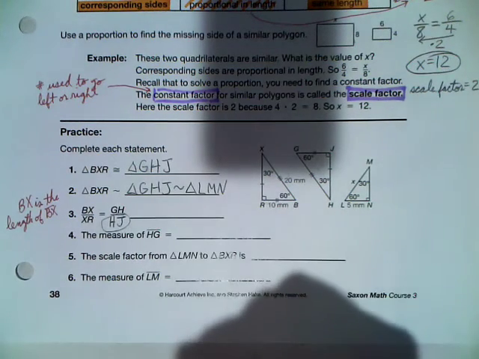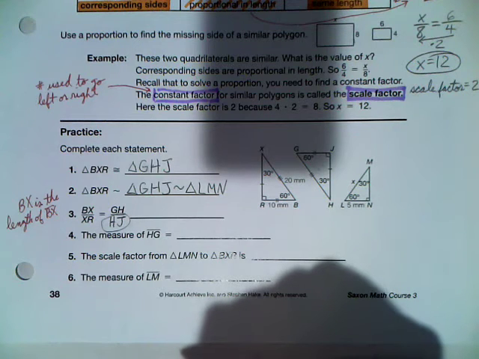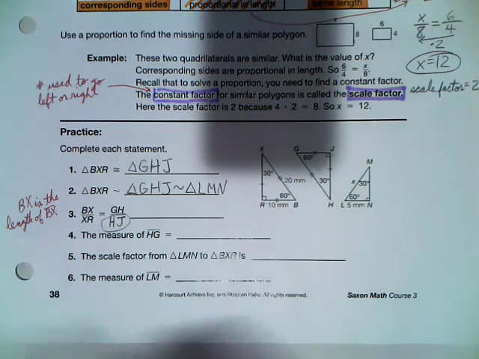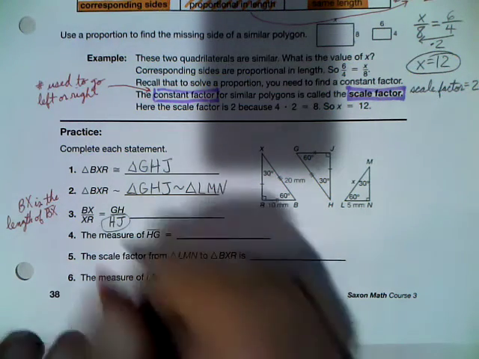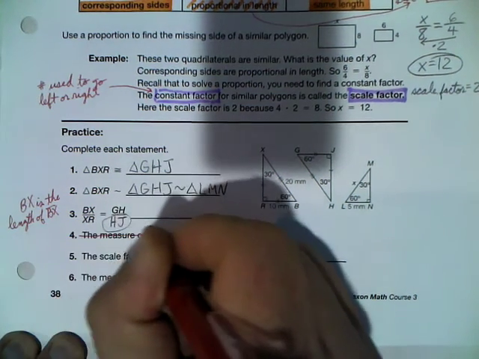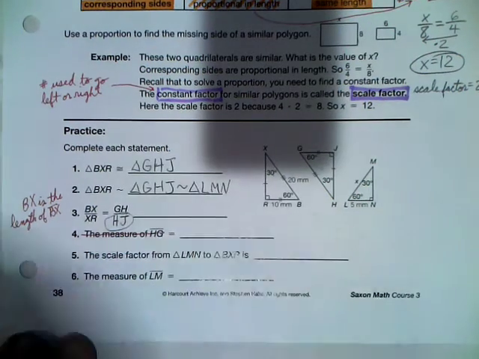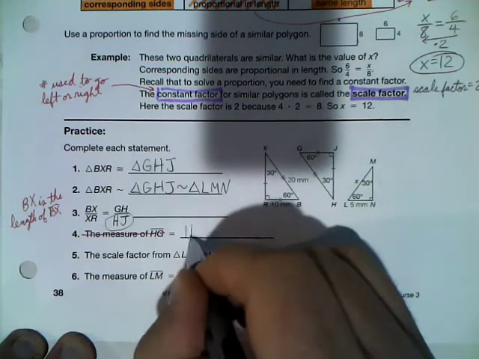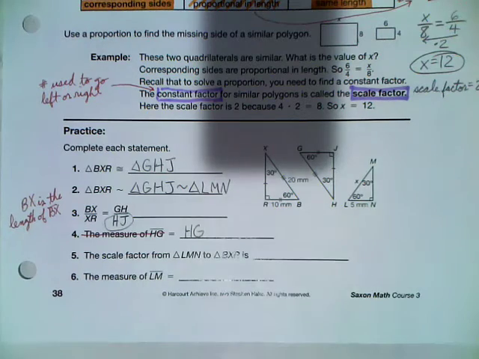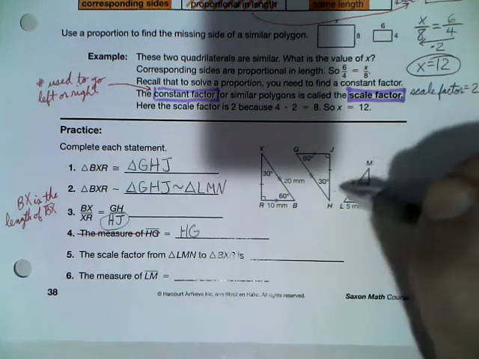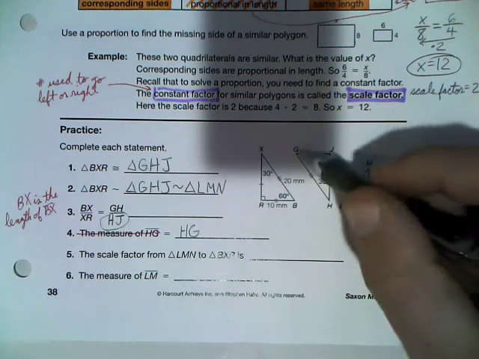Number 4, the measure of segment HG. Now, ladies and gentlemen, while this is technically correct, don't write that. As we just talked about, we would just write HG because it means the measure or the length of segment HG. So if we look at HG, segment HG, that's the hypotenuse here.